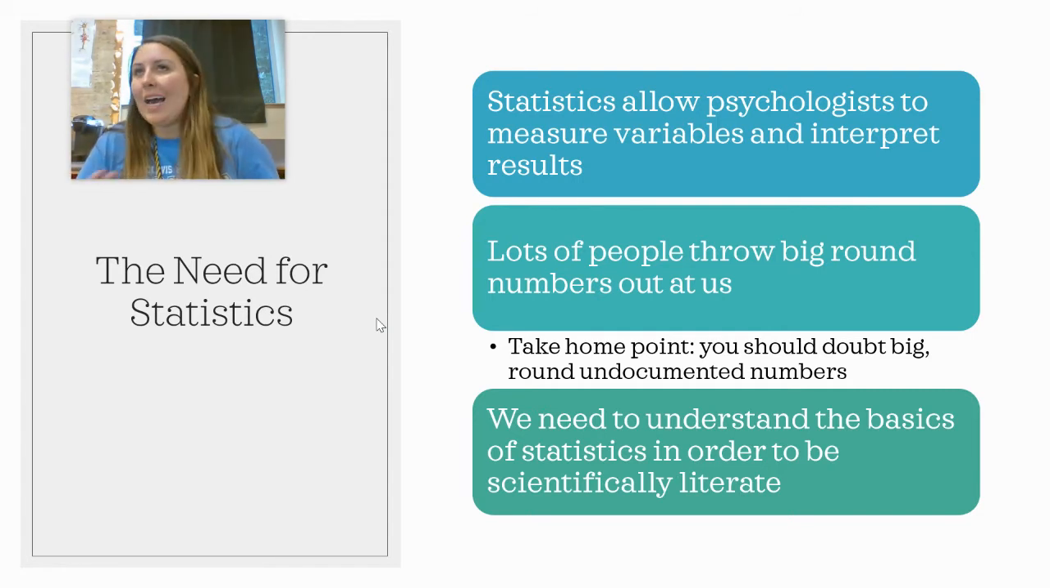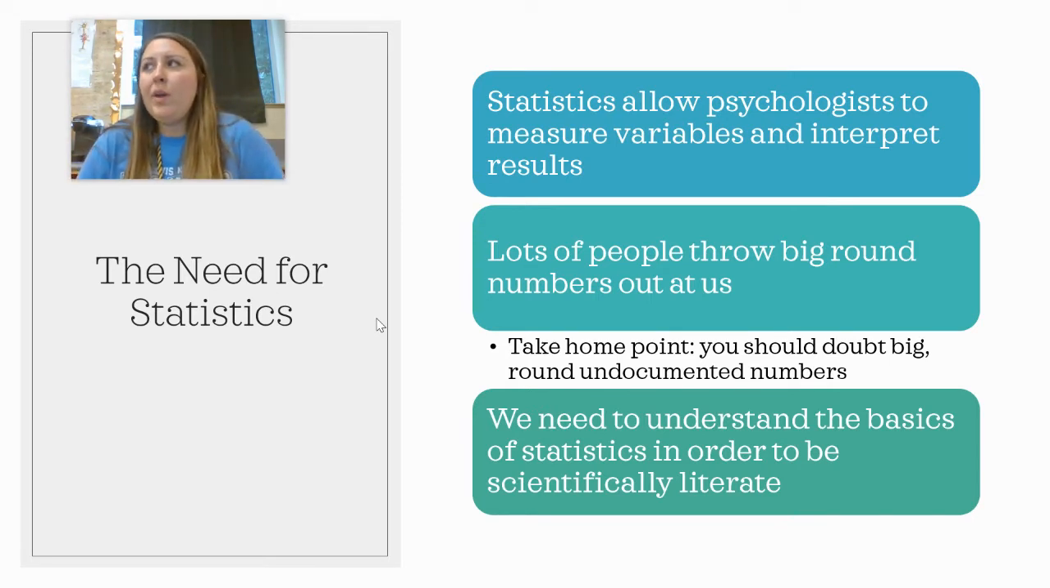Now, in general life, you're going to hear people say things like 20% of people think this. Lots of people like to throw big round numbers at us. Most of the time, those statistics that people are just throwing around like that, especially if it's a rounded number, is probably not super accurate. The take home point here is that you should doubt big, round, undocumented numbers and really push them to see that data that they're citing.